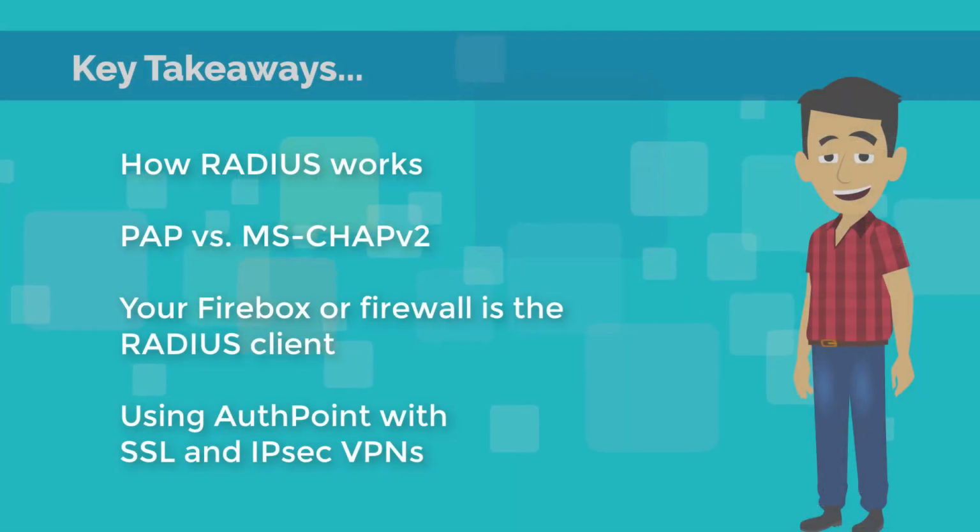That will do it for integrating AuthPoint with Radius Part 1. In this video we discussed how Radius works and the differences between PAP and MS-CHAP v2. We covered how to set up AuthPoint, the gateway, and a Firebox to protect the SSL and IPsec mobile VPNs with MFA. Join us in Part 2 to learn more about using Radius with MS-CHAP v2 and how to troubleshoot Radius when it isn't working.